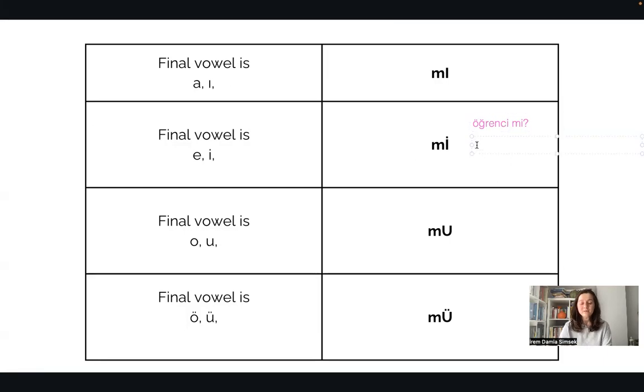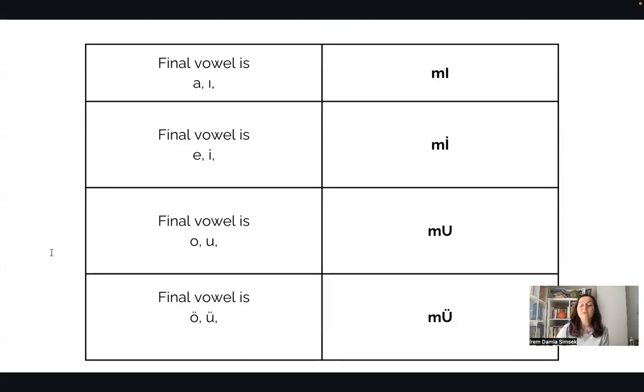Or let's ask another thing. Is that a cake? Cake means cake. So, is that a cake? Cake mi? Hadi tekrar. Öğrenci mi? Cake mi? You can answer these questions. Evet öğrenci. Evet cake. We will learn about the negative answers in just 2 minutes. Be patient. Stay with me.